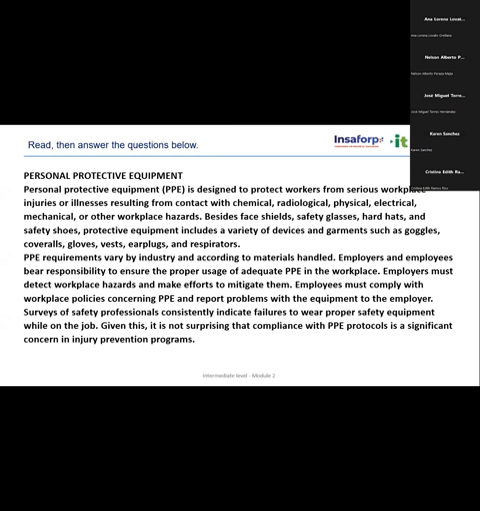Personal protective equipment, or PPE, is designed to protect workers from serious workplace injuries or illnesses resulting from contact with chemical, radiological, physical, electrical, mechanical, or other workplace hazards. Besides face shields, safety glasses, hard hats, and safety shoes, protective equipment includes a variety of devices and garments such as goggles, coveralls, gloves, vests, earplugs, and respirators. PPE requirements vary by industry and by materials handled. Employers and employees bear responsibility to ensure the proper usage of adequate PPE in the workplace. Employers must detect workplace hazards and make efforts to mitigate them. Employees must comply with workplace policies concerning PPE and report problems with the equipment to the employer. Surveys of safety professionals consistently indicate failures to wear proper safety equipment while on the job. Given this, it is not surprising that compliance with PPE protocols is a significant concern in injury prevention programs.